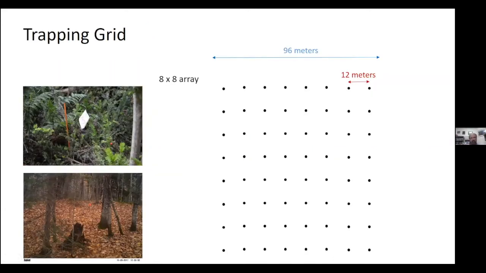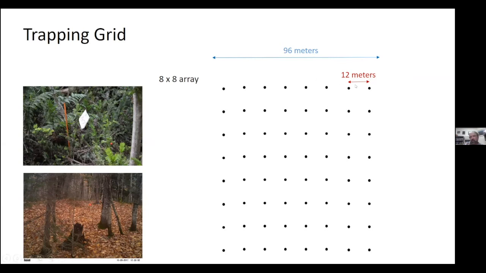Some of the mammals then, the smaller mammals here, the prey items. This is what we refer to as a trapping grid. It's just a bunch of points. We try to get these as equally spaced as we can based on the GPS coordinates. These are probably within 1 meter. It is referred to as an 8x8 array. So 8 rows, 8 columns. That gives you 64 traps.